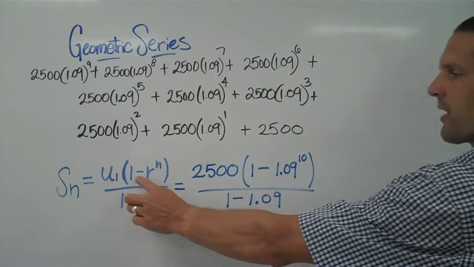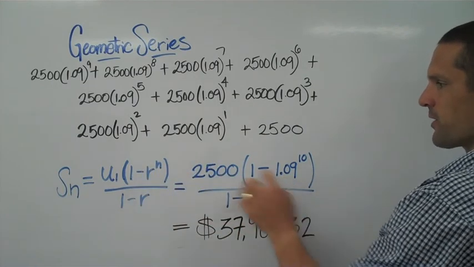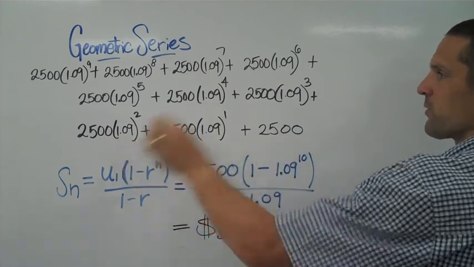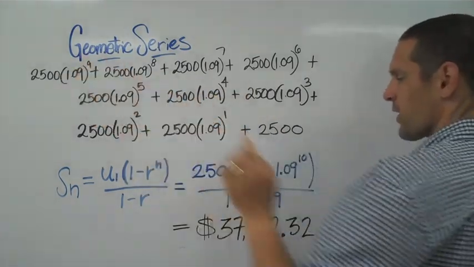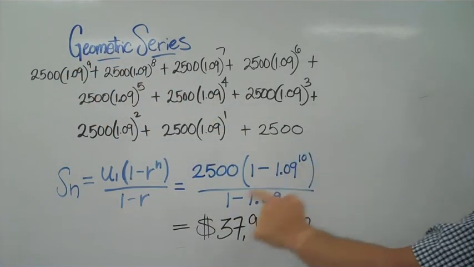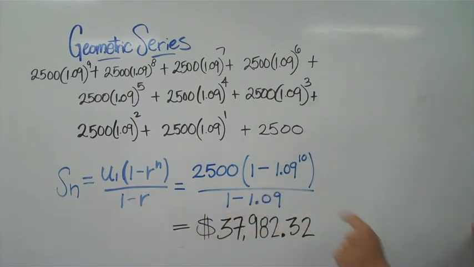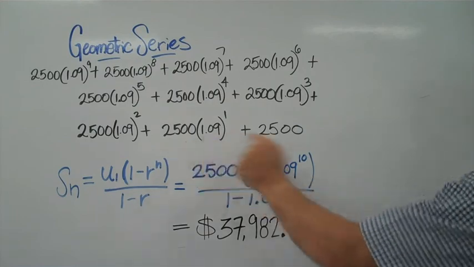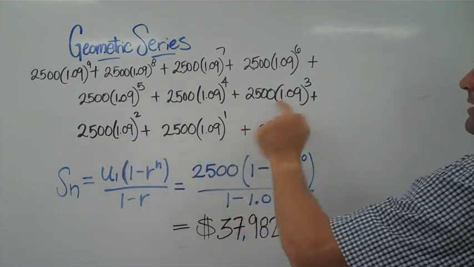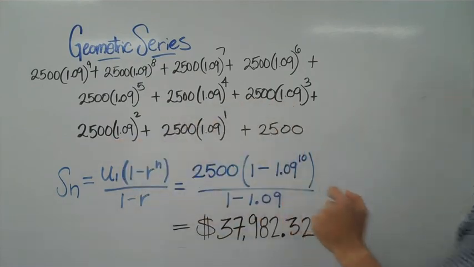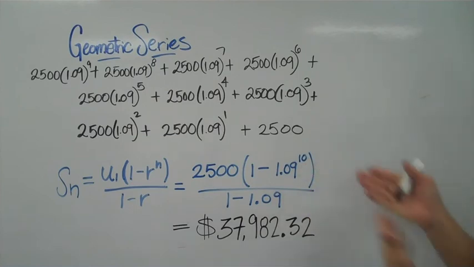And so let's just plug in 1 minus the common ratio to the N. We've got 1, 2, 3, 4, 5, 6, 7, 8, 9, 10 terms, because we made 10 payments, over 1 minus r. So it's important to know these formulas and be able to plug in. This is just your common ratio. This divided by this is the same as this divided by this, is 1.09. And we're raising it to the 10th power because we have 10 terms. This will also give you that same answer, 37,982.32.